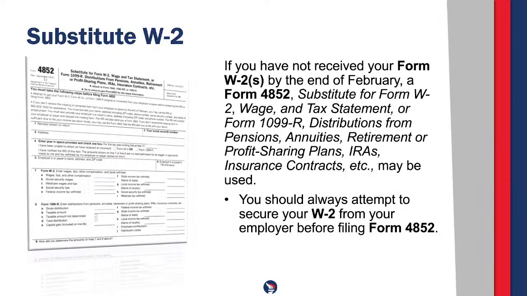A substitute W-2, that's this form 4852, is used if you have not received your W-2s by the end of February. Remember, they're not required to be mailed until the end of January, and so therefore you have to give the Postal Service some time to process it. And there's reasons for that. I mean, the company went bankrupt. There's nobody there. Nobody's going to make a W-2, so you have to do this 4852. This is a substitute W-2 wage and tax statement. This form is also used as a replacement for a 1099-R that wasn't received.